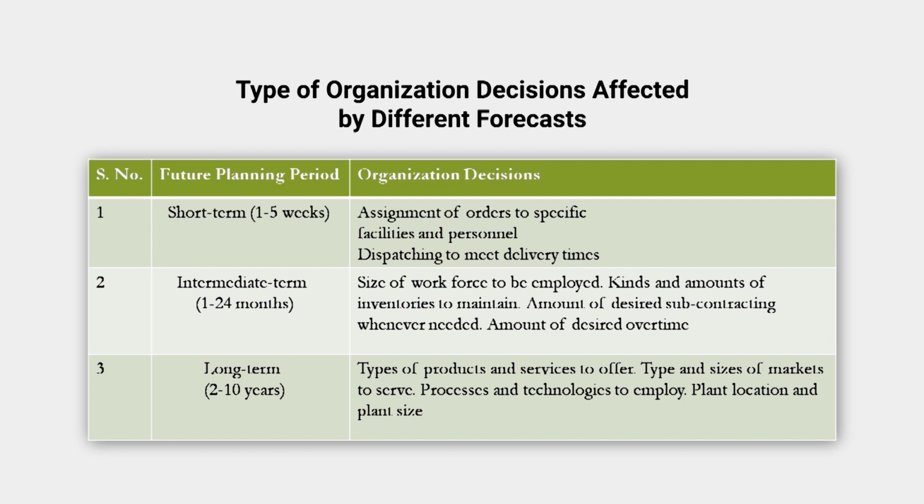This is the intermediate or middle planning, and last is the long range planning for 2 to 10 years. What organization decisions do we have to take for the 2 to 10 year forecast? Type of products and services to offer, type and sizes of markets to serve, process and technology to employ, plant location and plant size. So there are 3 types: short term, intermediate term and long term.